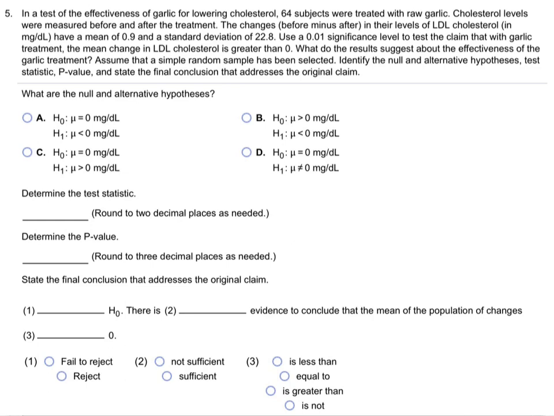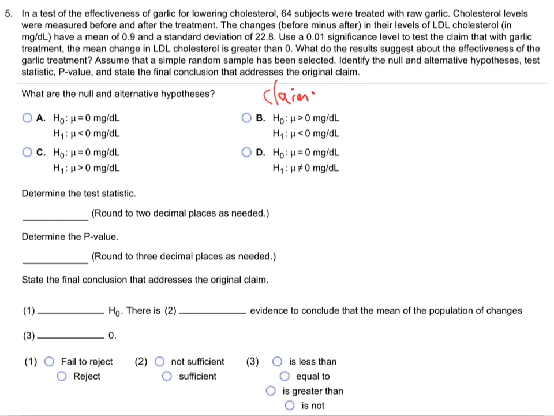So 64 subjects were treated with raw garlic. I'm not sure about that, that's a little dramatic. Cholesterol levels were measured before and after treatment. The changes, before minus after, in their levels of LDL cholesterol in milligrams per dL have a mean of 0.9, standard deviation 22.8. Use the 0.01 significance level to test the claim that with garlic treatment, the mean change in LDL is greater than 0. All right, let's write out the claim.